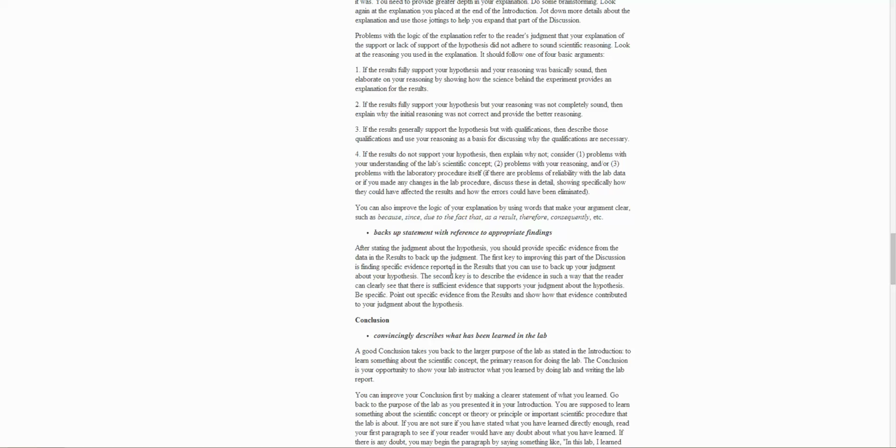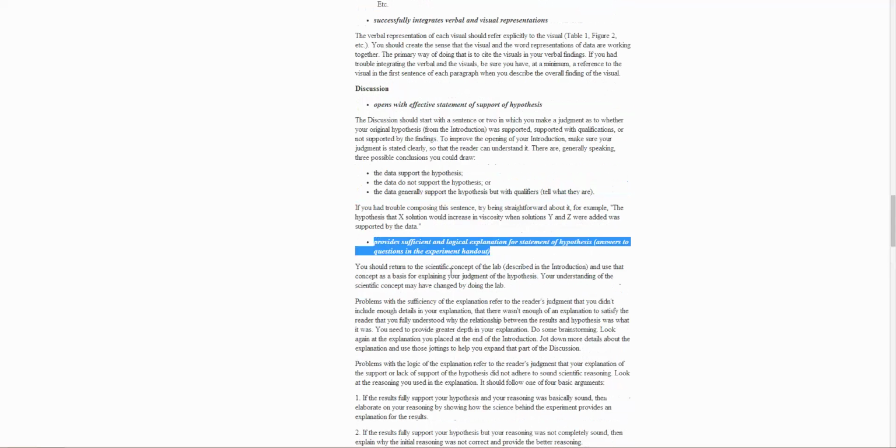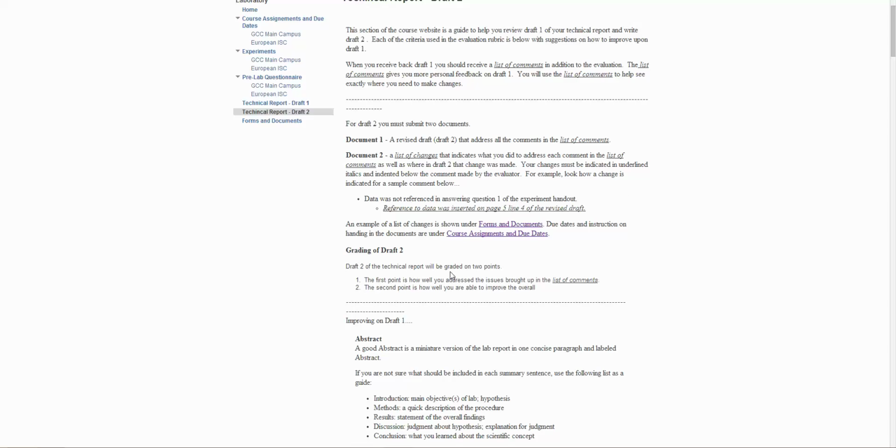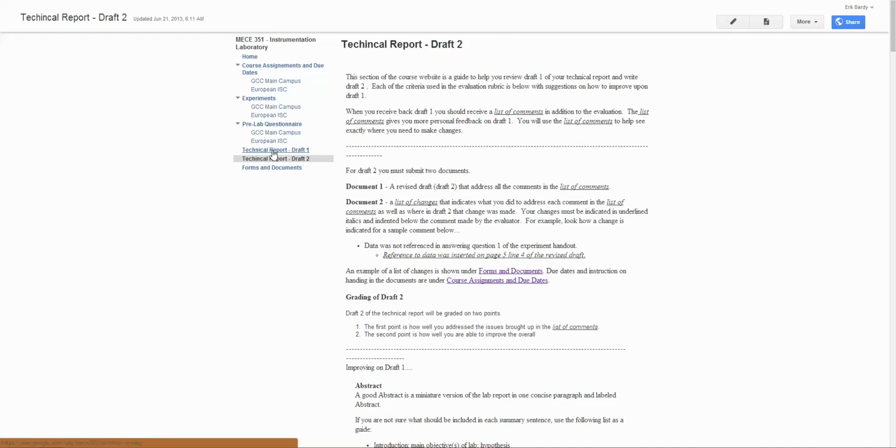So that's about it. Again, I'm not going to read through everything, but I was just trying to take you through the logical steps as you write it. Technical Report Draft 1 to get started, forms and documents to see how it's evaluated, and then Technical Report Draft 2 to improve upon it after you've already written a draft. Okay, hope that's helpful. If you have any questions, just ask.